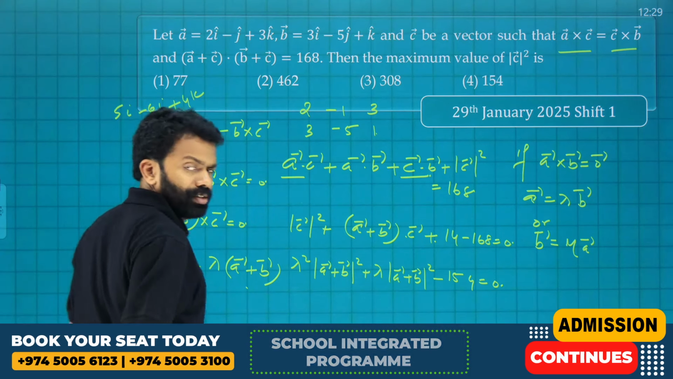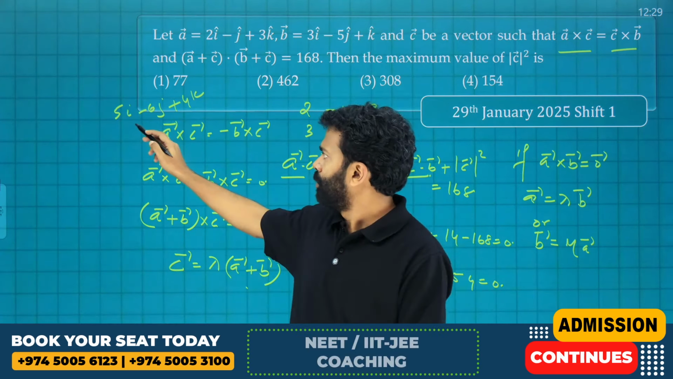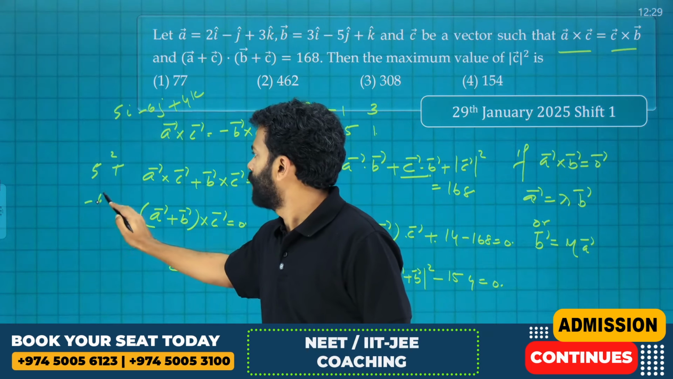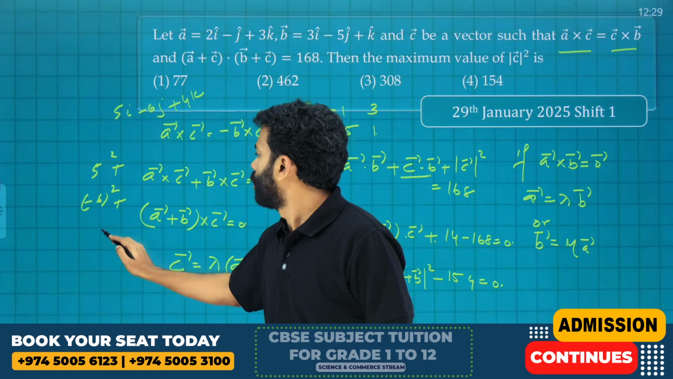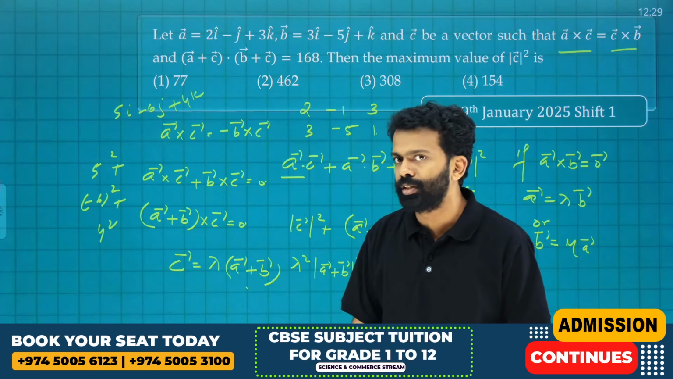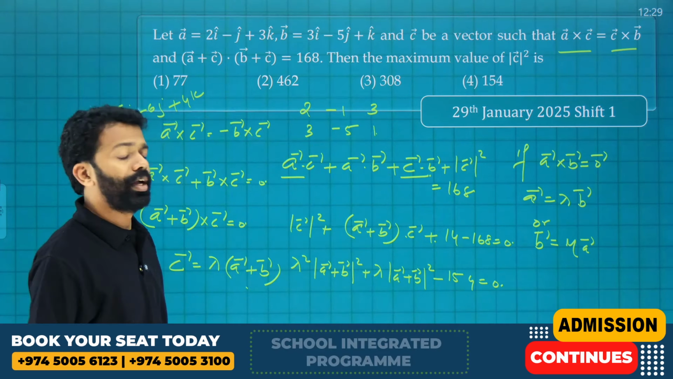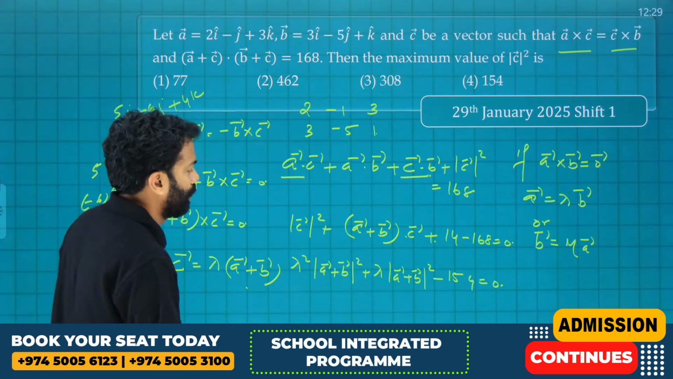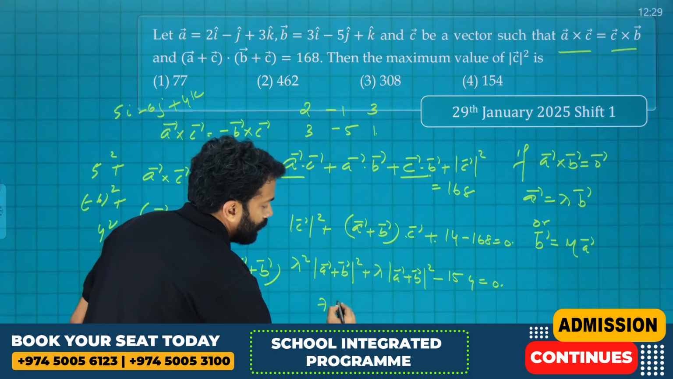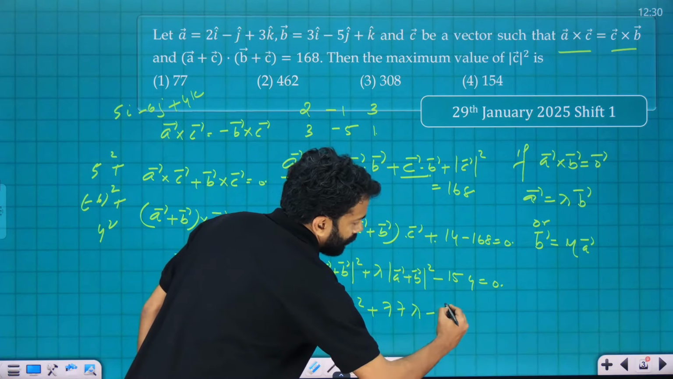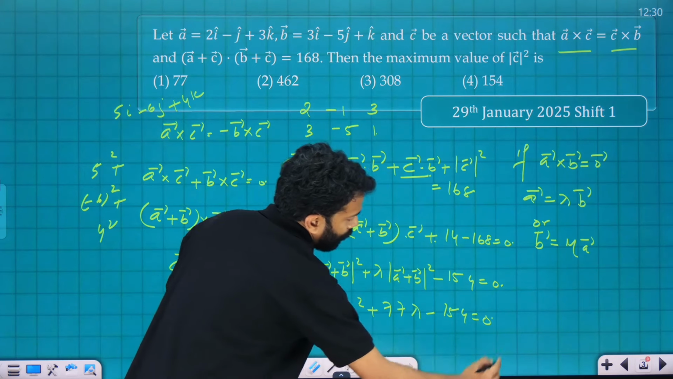4k. That is 5i minus 6j plus 4k, and the magnitude squared will be 5 square plus minus 6 square plus 4 square. That is 25 plus 36, that is 61. 61 plus 16, that is 77. That is, magnitude of vector A plus vector B whole square is 77. That is 77 lambda square plus 77 lambda minus 154 is equal to 0.